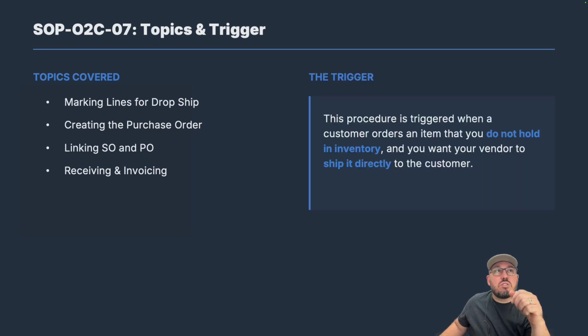All right, so the procedure is triggered when a customer orders an item that you do not hold in inventory and you want your vendor to ship it directly to the customer. We call this a drop ship. This drop ship is where you want to tell your supplier, ship it to my customer as if you're me.